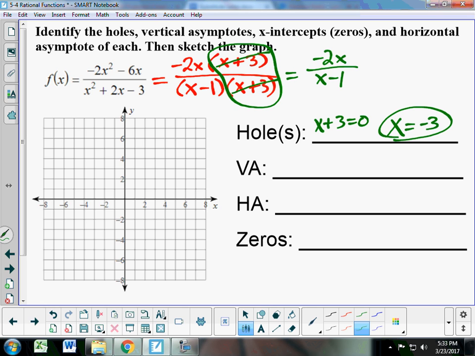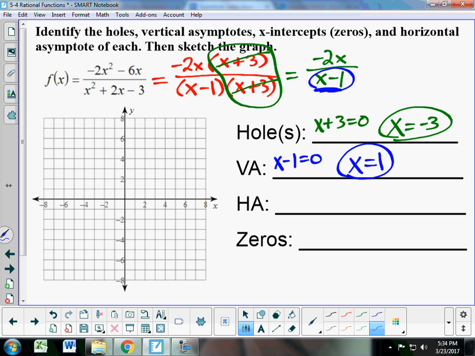So the vertical asymptote, remember the vertical asymptote is when the denominator, in this case that's x minus 1, is set equal to 0. Add the 1 over, and x equals 1 is the vertical asymptote.